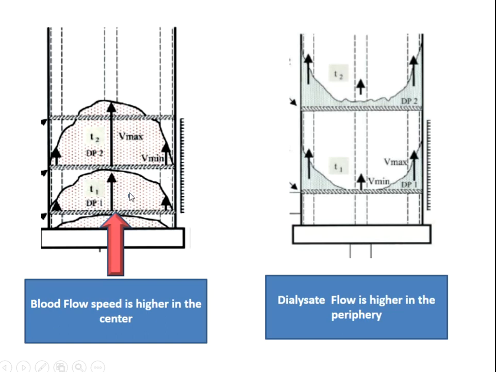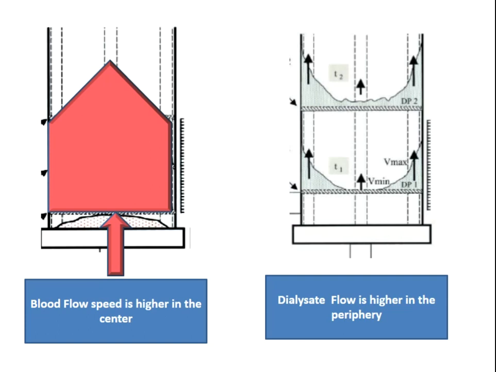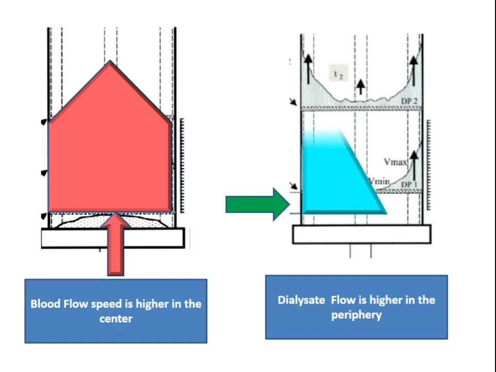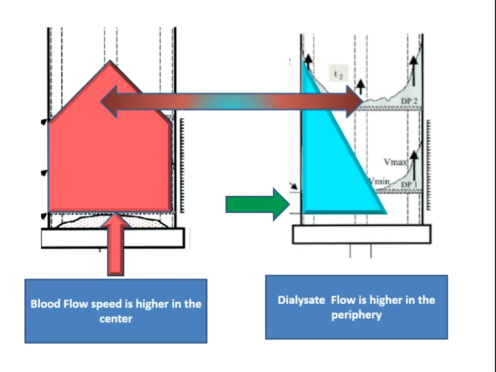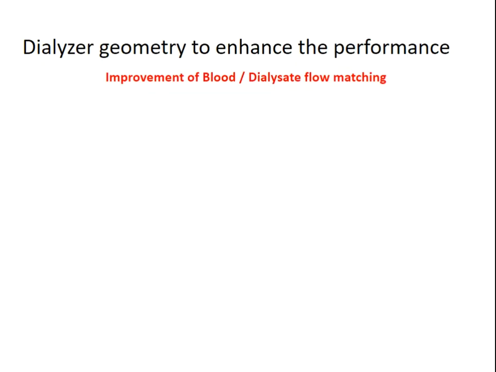Also, in the dialyzer, the blood flow in the middle, in the center of the dialyzer, is higher, while the dialysate flow in the periphery is higher. So in the middle of the dialyzer, there is a mismatch between the blood and dialysate, while in the periphery the reverse occurs: we have much more dialysate than blood. So dialyzer geometry to enhance performance and improve blood and dialysate flow matching can improve the clearance.